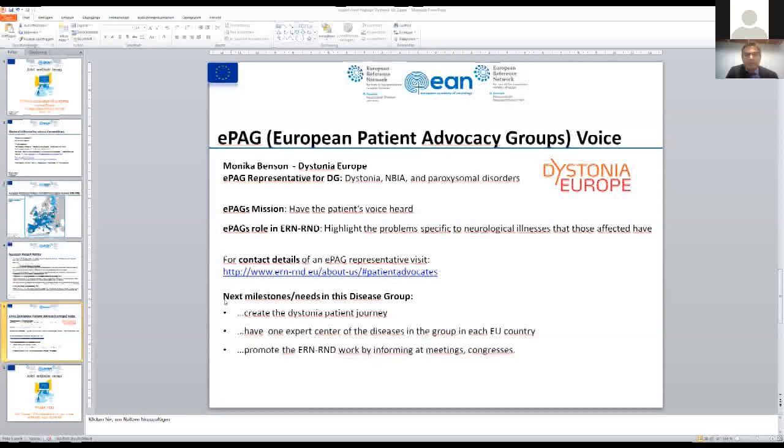Next milestones and needs in this disease group, according to Monica, is to create the dystonia patient journey, to have one expert center per disease group in each EU country, and promote the ERN-RND work by informing at meetings and congresses that there is this network and what it can do for the patients or for the clinicians.